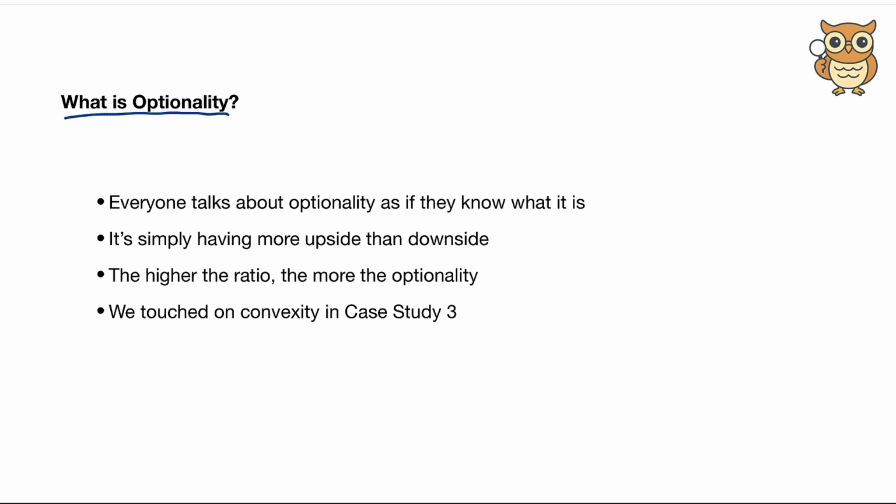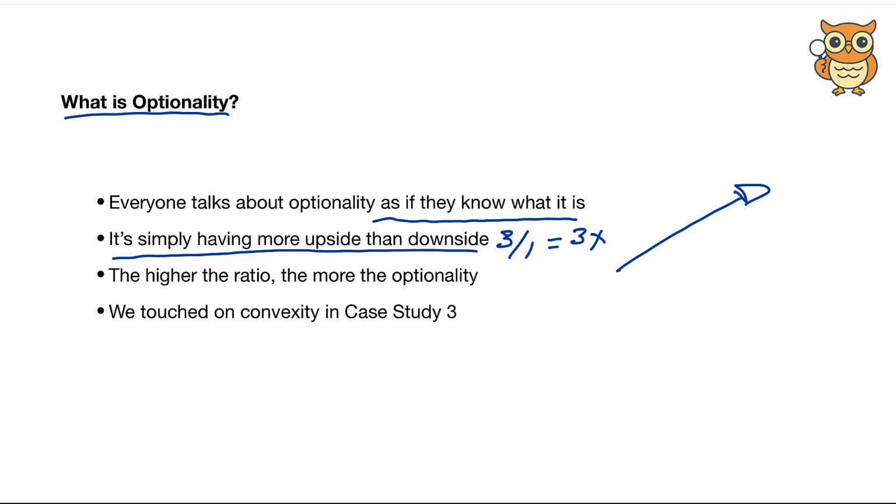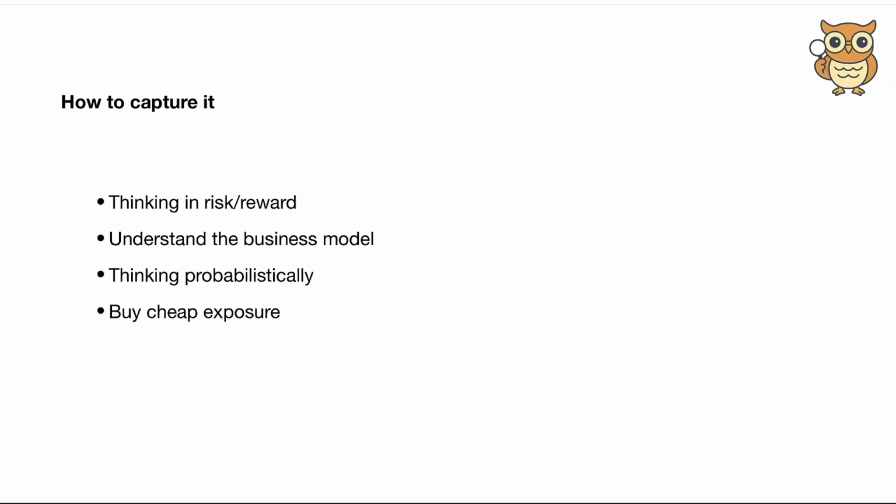Now, what is optionality? Everyone talks about optionality as if they know exactly what it is, how to get it, and they talk about it in a way that suggests everyone has agreed on its meaning. For me, optionality is simply having more upside than downside. That's positive optionality. So if you have 3 units of upside and 1 unit of downside, then it's a 3x. And the higher the ratio is, the more the optionality. 10x is better than an 8x, a 5x is better than a 3x, and so on and so forth. We talked more about the convexity and concavity in case study 3, where we talked about banking versus software.